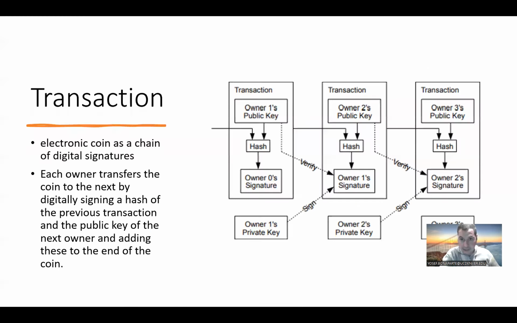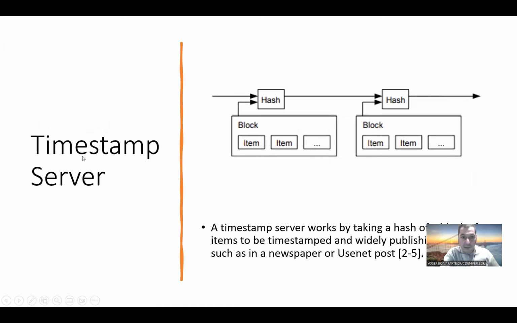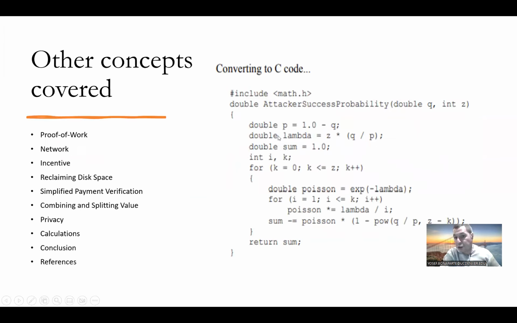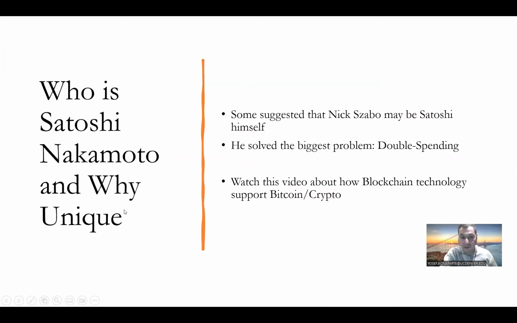That's the key. One chapter was about transactions. Another was about timestamps, how the block, the item, and the hash come to be. These are the codes for Bitcoin, real code, if you want to do some programming. The other concepts we talked about are proof of work, network, incentive, and all the above. Then some calculations and conclusion, references, privacy, combining and splitting value, all that stuff.